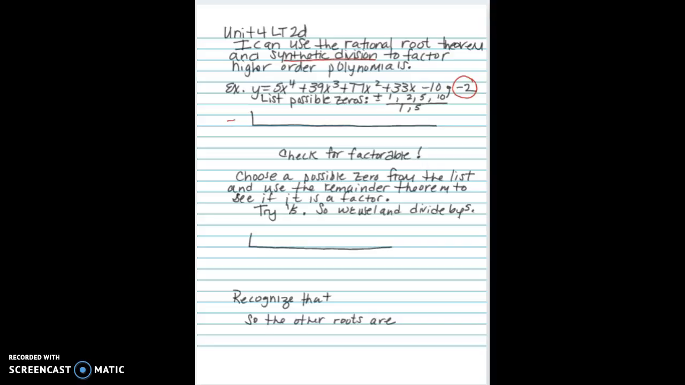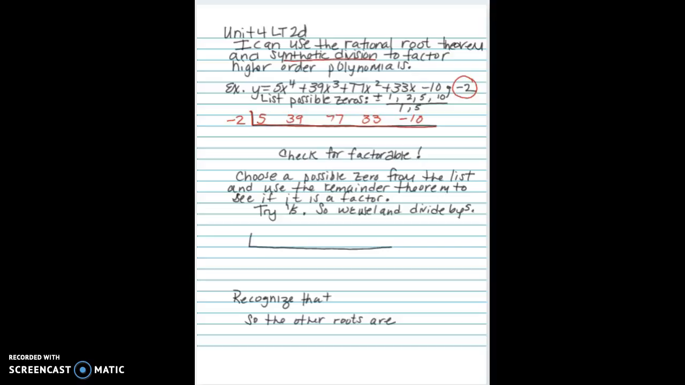So we're going to set up synthetic division with our root. -2 is what we're using to divide by. We do our upside down long division sign, and then we put our coefficients in, making sure we have the correct number of terms. We have an x to the fourth, x cubed, x squared, and an x to the first, so I'm good there. So I should have a 5, a 39, a 77, a 33, and a -10.